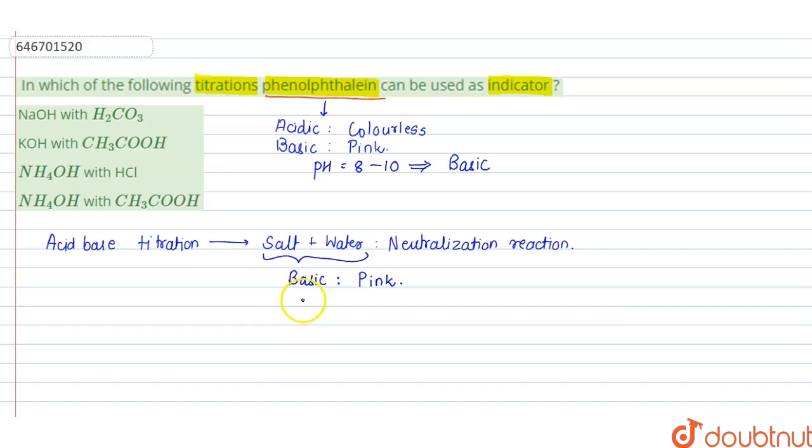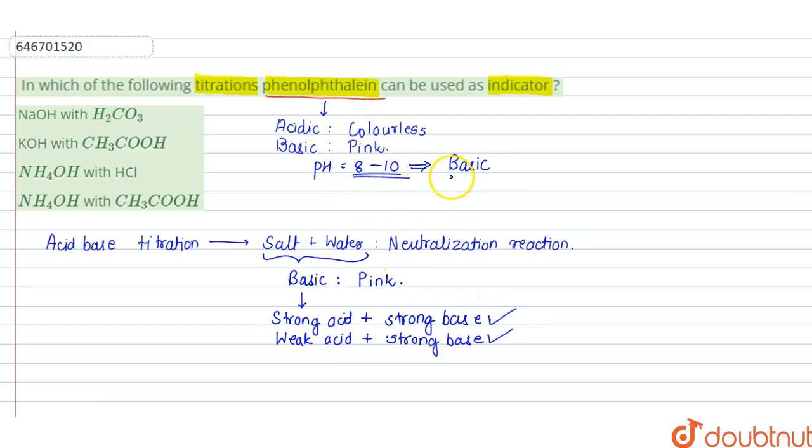But for this solution to be basic, your reaction or titration should be a strong acid, strong base titration, or then a weak acid, strong base titration. The cases where strong bases are used, there you get the pH range of 8 to 10, that is the basic pH range. Now coming to the given options.